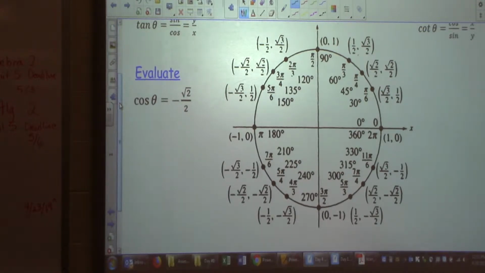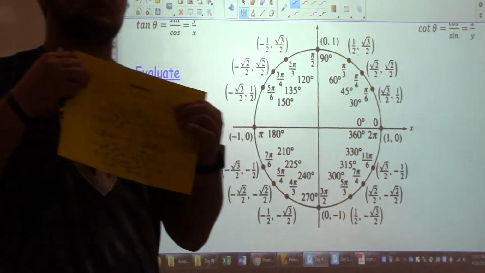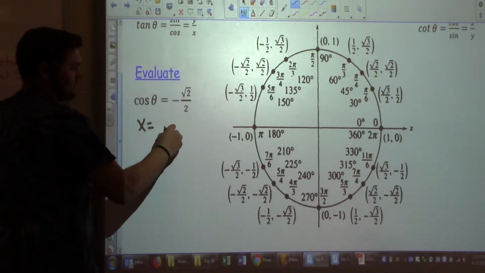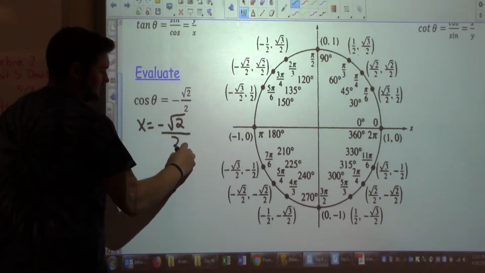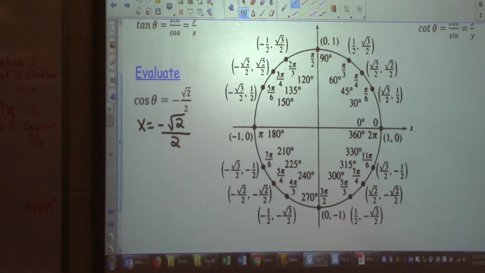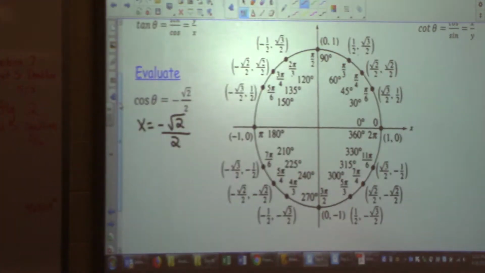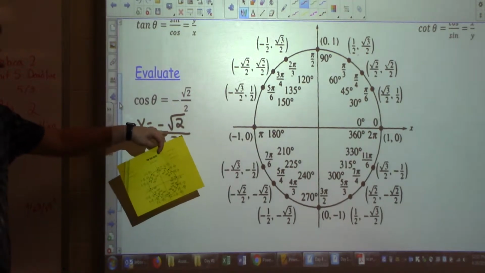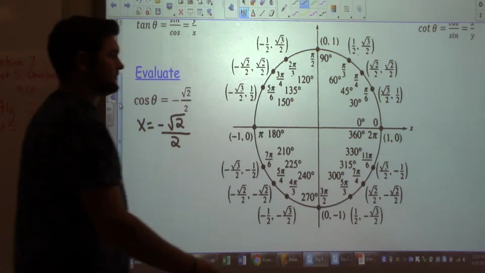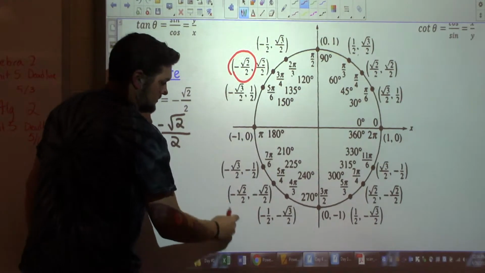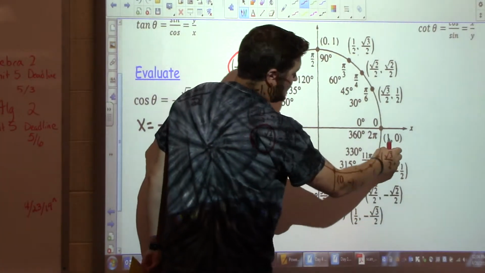Cosine theta, if you look on top of your unit circle up here, in terms of x and y, what does cosine theta equal? X. So instead of writing cosine theta equals, I'm going to write x equals negative square root of 2 over 2. To find the angle measures where that is true, I'm going to look at all the x values on my unit circle and see where they are negative square root of 2 over 2. Right there, right here, and that's it.